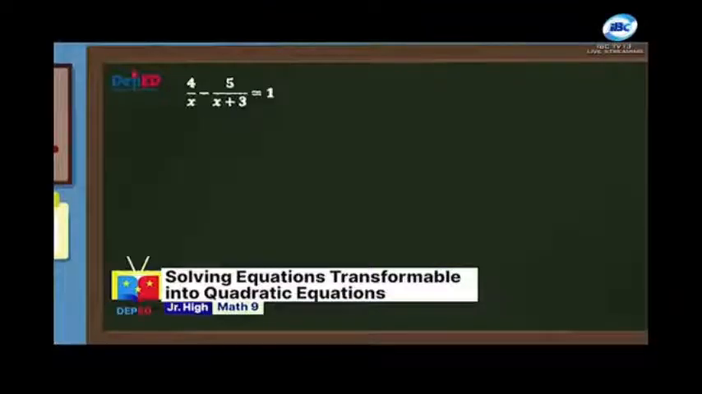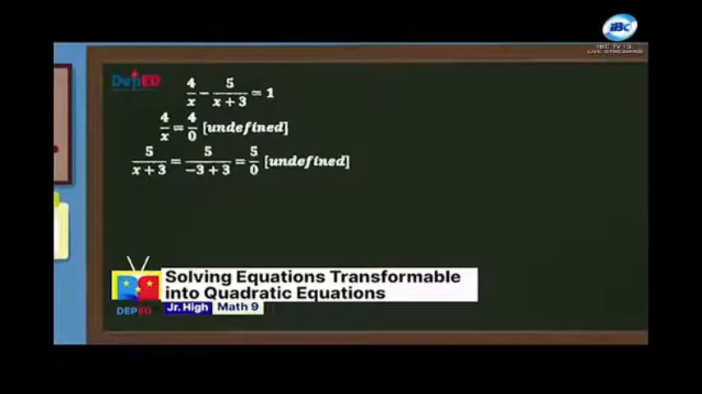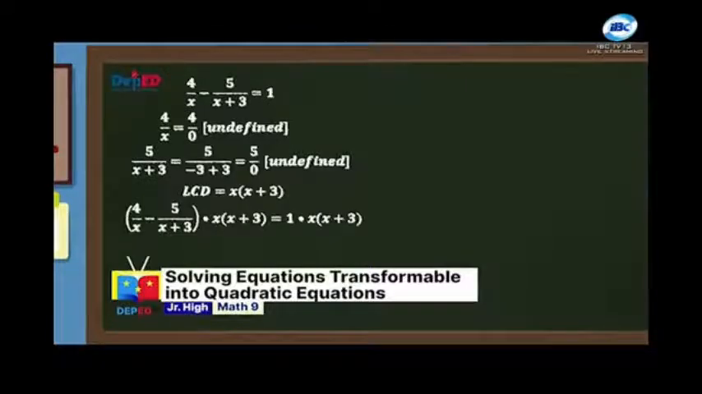Freeze, but don't get numb, please. The second equation is rational algebraic. Since x and x plus 3 are the denominators, x cannot be 0 nor negative 3. You might have observed that the denominators x and x plus 3 are both prime. Thus, the LCD of the expressions is the product of these denominators. By multiplying both sides of the equation by the LCD, what do we get?